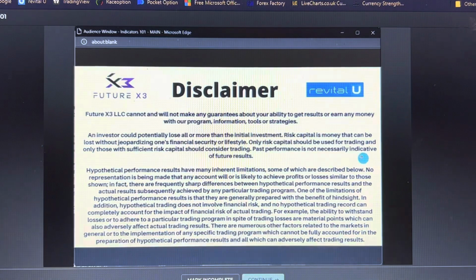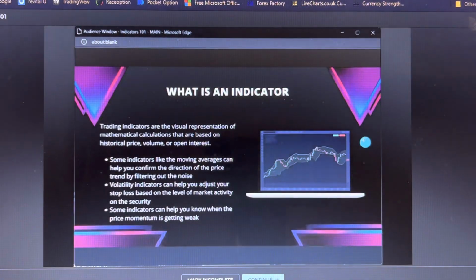We cannot make any guarantees because everything that we give you is education-based. We are not trading your money for you. You are trading your money. It is up to you to use proper risk management in order to protect your accounts while you are learning. So let's dive right in.